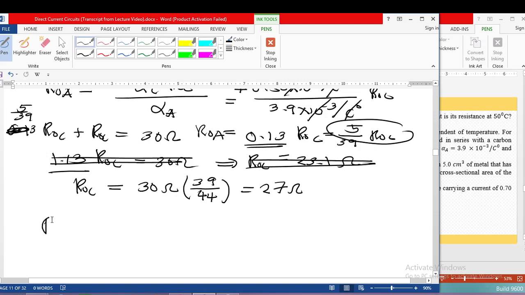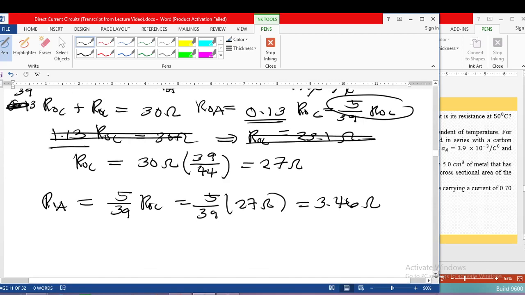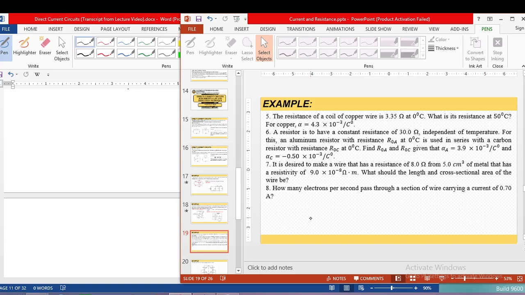Okay, how about the R sub naught A? So we just have to use this equation. So we have 5 over 39 R sub naught C, so 5 over 39 multiplied with 27 ohms. So the answer is, how much is that? So that is equivalent to 3.46 ohms. Okay, so that is number 6. So you just have to read the problem thoroughly before attacking it. So you have to understand the problem first.